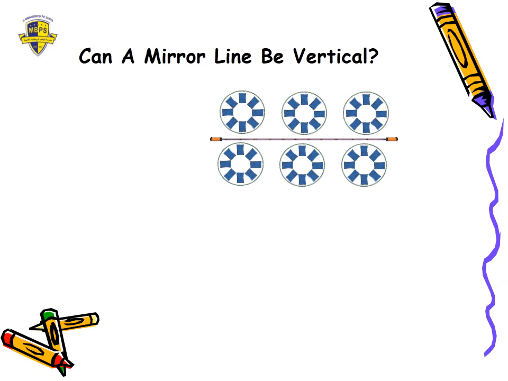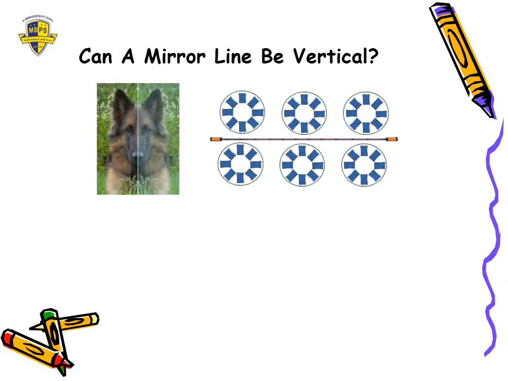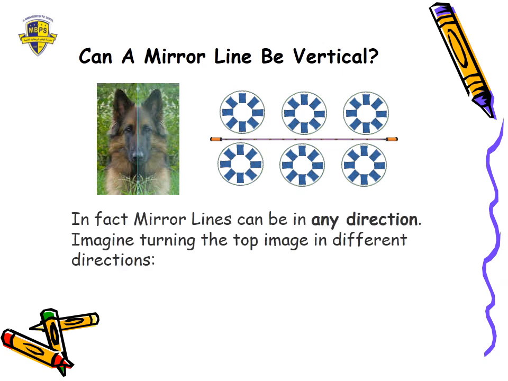Can a mirror line be vertical? In this example, the mirror line is horizontal, like the x-axis. What do you think? Can the y-axis be a mirror line? Let's check. What do you think after this picture? Yes, it can. Excellent. So the mirror line can be in any direction you want. It can be the x-axis, the y-axis, or the line y equals x. These are the three cases we are going to learn today.